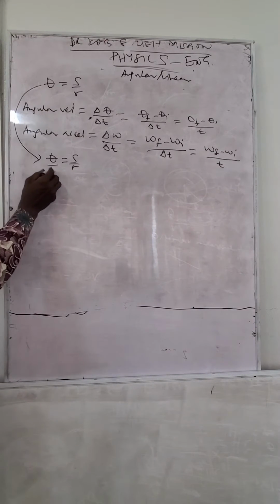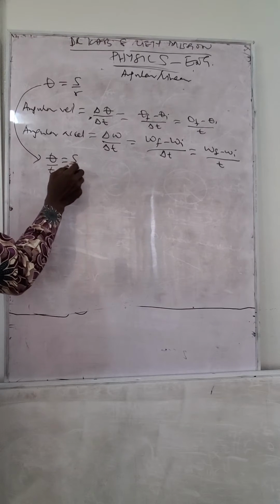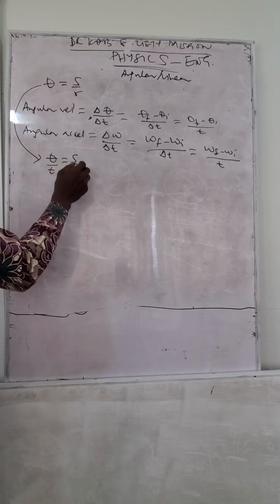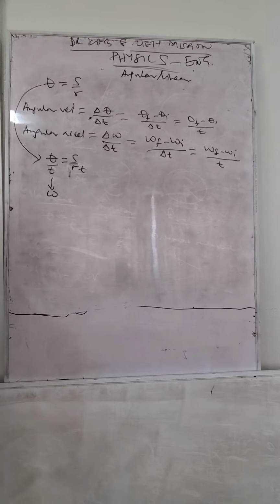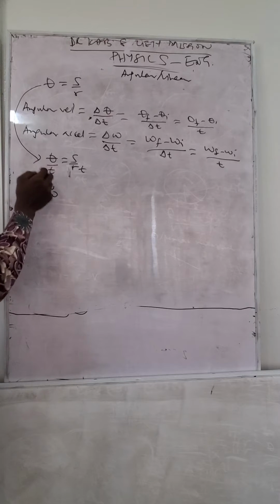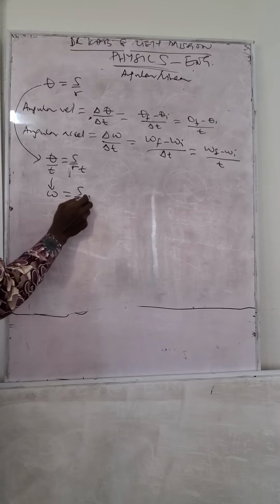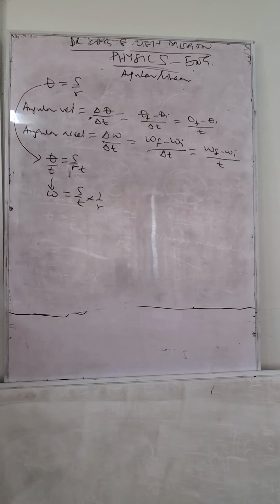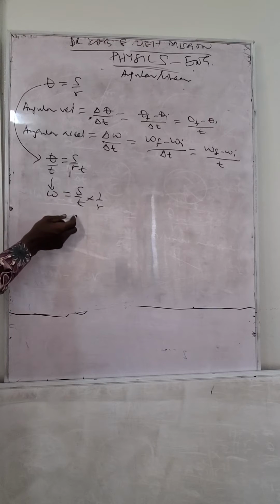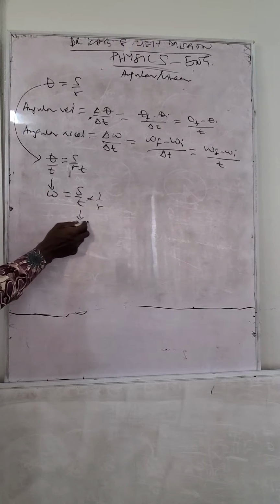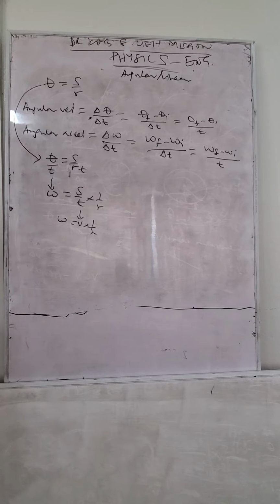If we divide here by t, we have to divide here also by t. And then this will become what? Angular velocity, because it's changing angle, equal to s over t times 1 over r. What do you get? s over t, distance over time, is velocity. So this comes out as what? Velocity times 1 over r is equal to angular velocity.